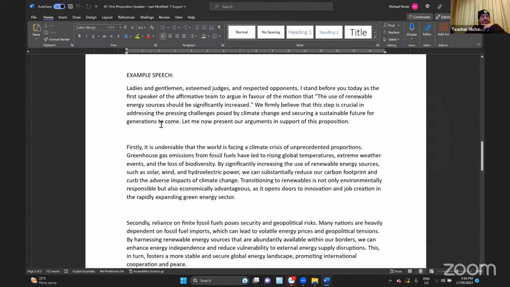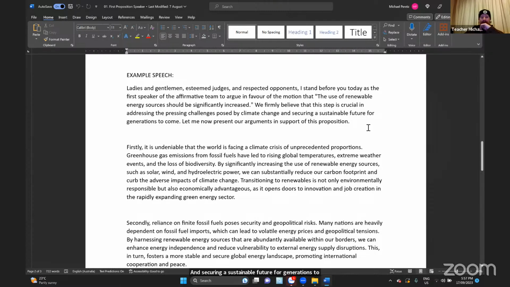Anyway, so: Ladies and gentlemen, esteemed judges and respected opponents, I stand before you today as the first speaker of the affirmative team to argue in favor of the motion that the use of renewable energy sources should be significantly increased. So this has obviously been written about a climate change debate. We firmly believe that this step is crucial in addressing the pressing challenges posed by climate change and securing a sustainable future for generations to come. Let me now present our arguments in support of this proposition.